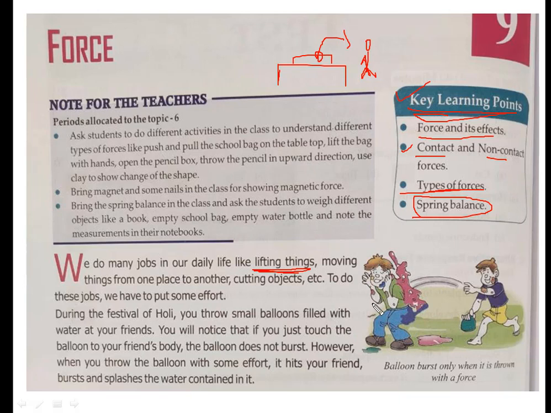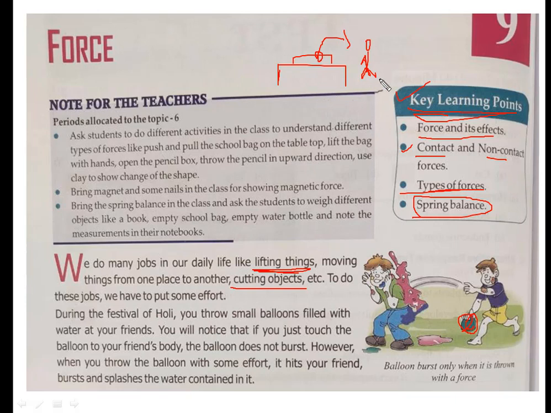Now look at the boy. He is moving this water gun from here. He is running from here to here. This boy has some pocket with his hand, and he is also moving. Cutting objects in your kitchen, you might have cut objects many times. To do these jobs, we have to put some effort. Whenever you want to do something, you need to put some effort.